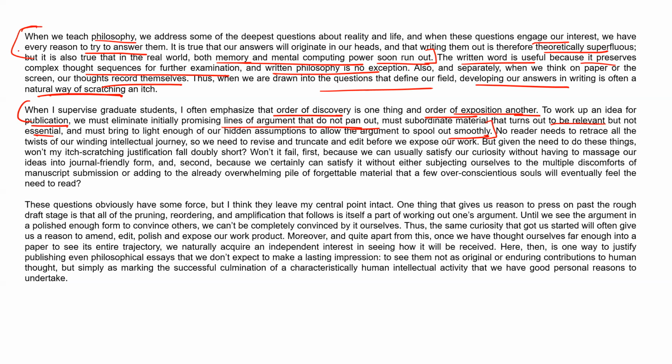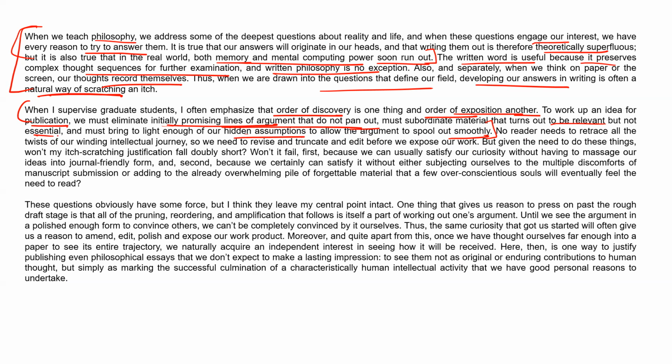So, see, the previous paragraph was about writing your thoughts down, penning your thoughts down. This paragraph talks about writing for exposition, which means when you are trying to expose your thoughts to others for their reading. So in such a scenario, he's saying that we must eliminate the initial thoughts that were coming to our mind, and whatever is not essential. And we should also bring out our hidden assumptions.